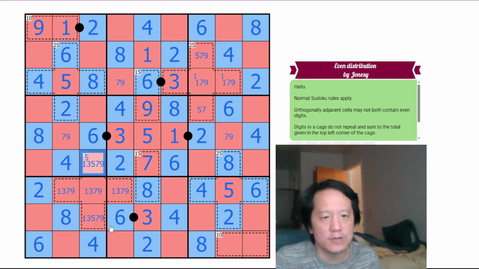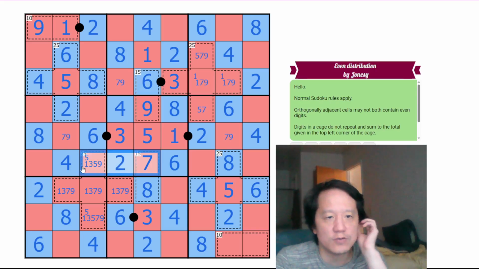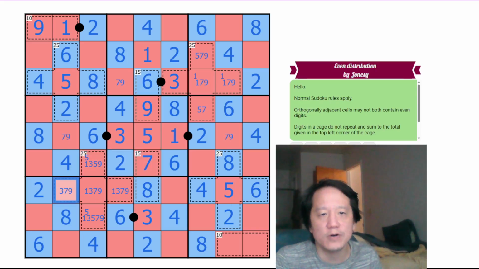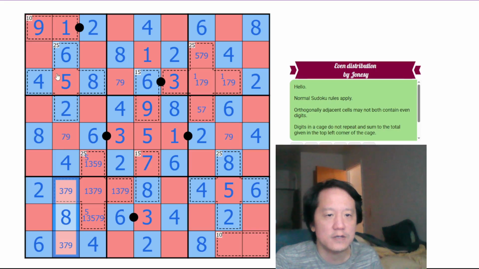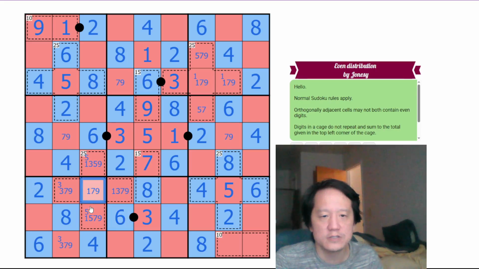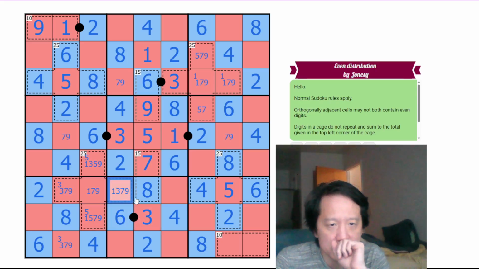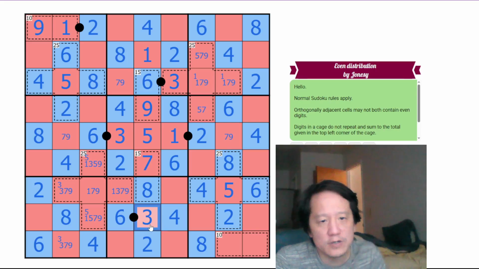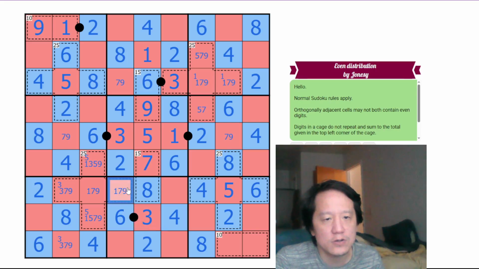5 has to be one of these two. This can't be 7 because of 7 in the row. This can't be 1 because of 1 in the column. And this has to be 3, 7, or 9. We are guaranteed in column 2 a 3 in one of these two cells. That eliminates 3 in the rest of the box. 3 also cannot be here because of 3 in the box.